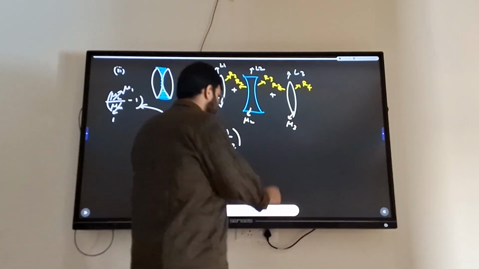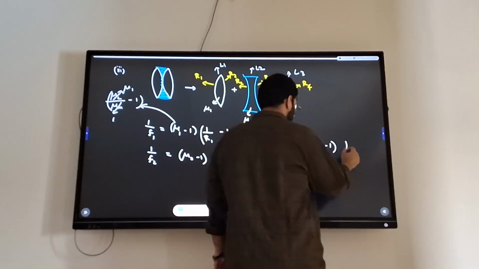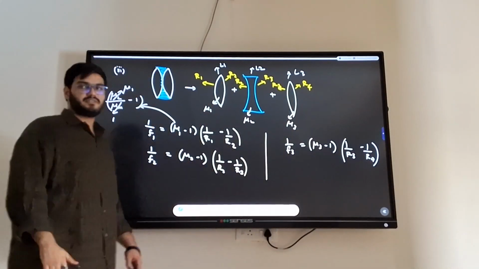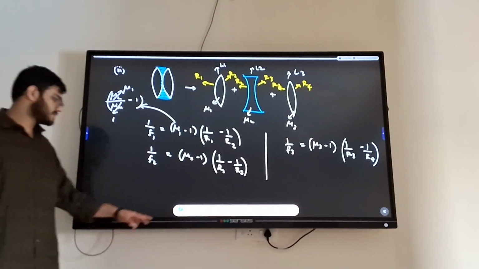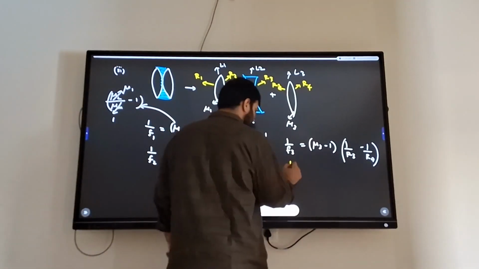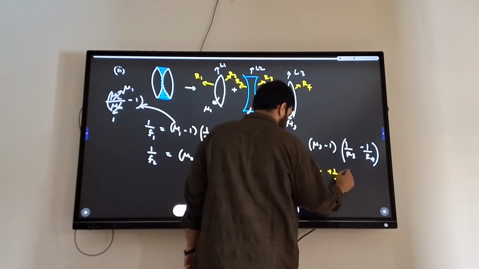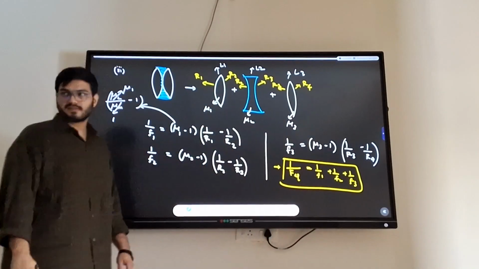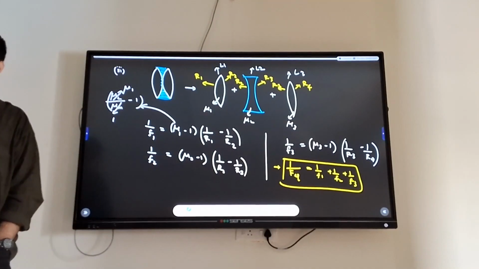What should be the last one then? 1 by f3, that's mu3 minus 1, 1 by R3. This is how you find the individual focal lengths. Then what will be the equivalent setup focal length? What will be f equivalent? 1 by f equals 1 by f1 plus 1 by f2 plus 1 by f3. Yes, everyone knows this, right? Good. So if you place some kind of medium in between two lenses, then you follow this formula. Is it all okay?